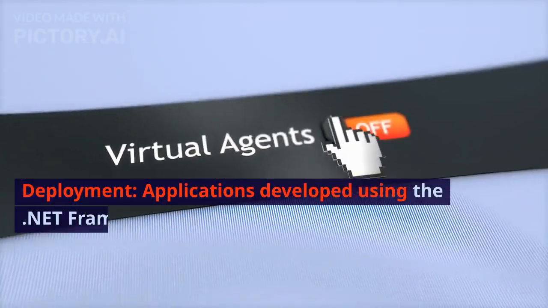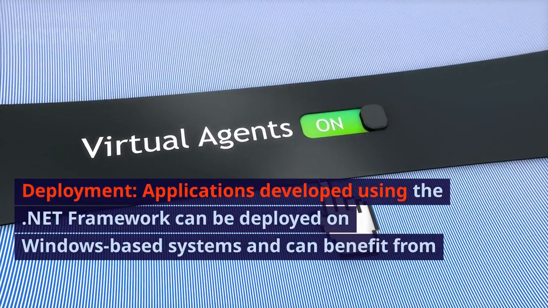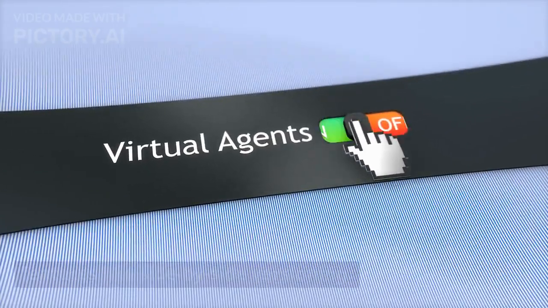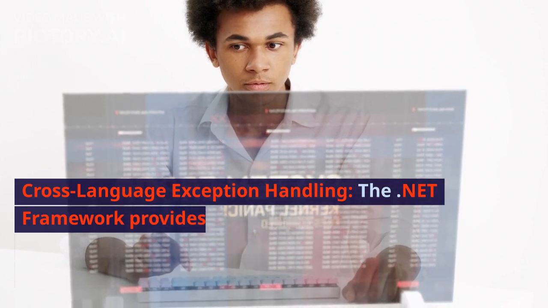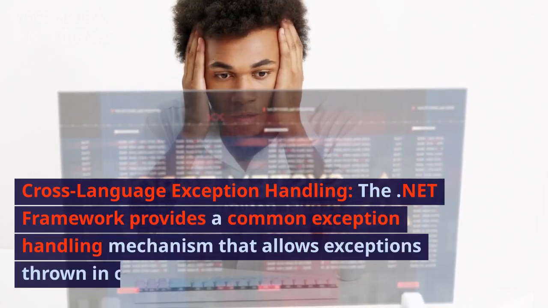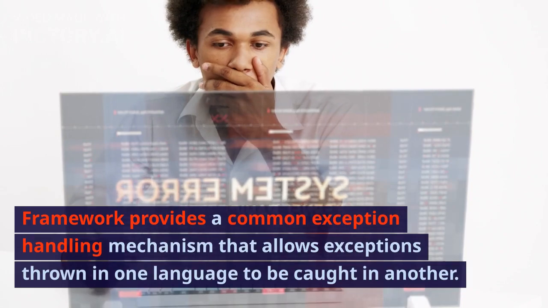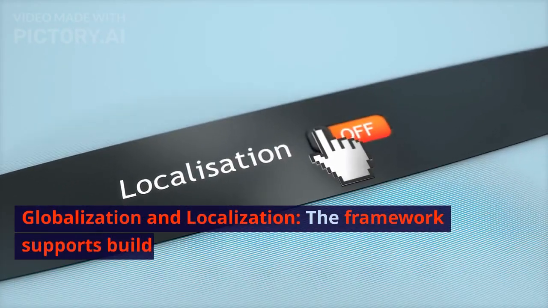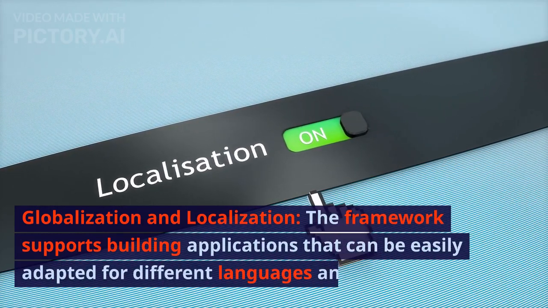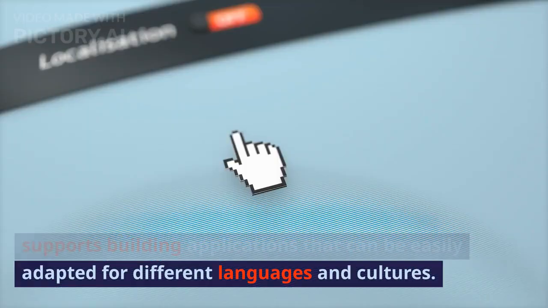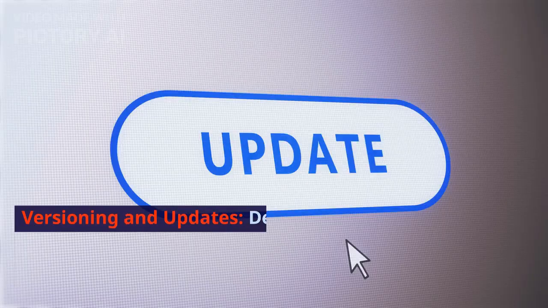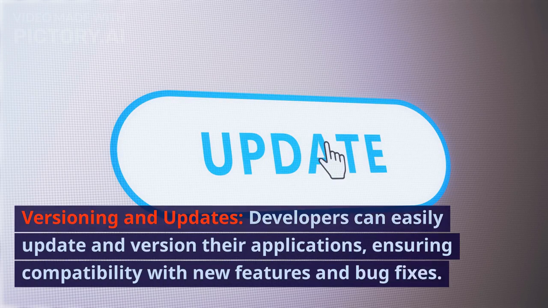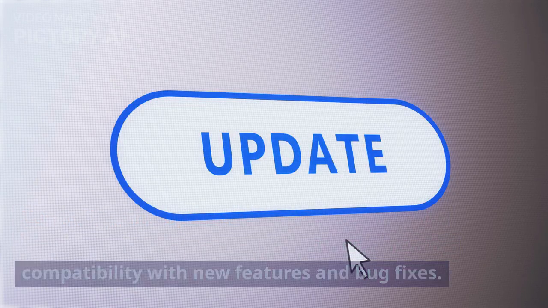Deployment. Applications developed using the .NET Framework can be deployed on Windows-based systems and can benefit from features like side-by-side versioning. Cross-language exception handling. The .NET Framework provides a common exception handling mechanism that allows exceptions thrown in one language to be caught in another. Globalization and localization. The framework supports building applications that can be easily adapted for different languages and cultures. Versioning and updates. Developers can easily update and version their applications, ensuring compatibility with new features and bug fixes.